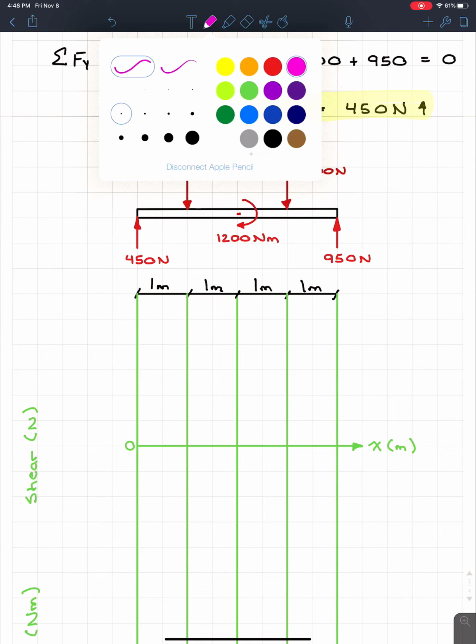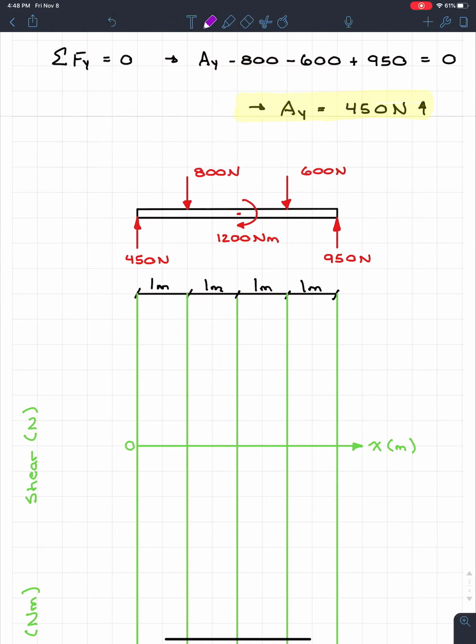So let's draw it in purple. If I look at the very left, and this is what you guys are always going to want to do, you want to look left and then slowly make your way to the right. The shear is going to start at 0, and then we have a point load right at the left side of 450.